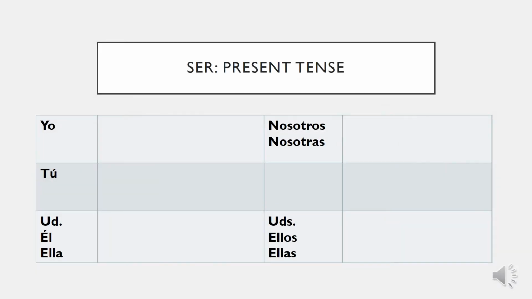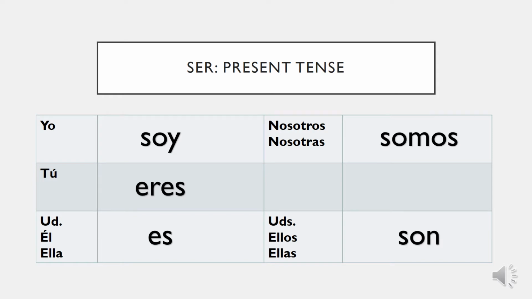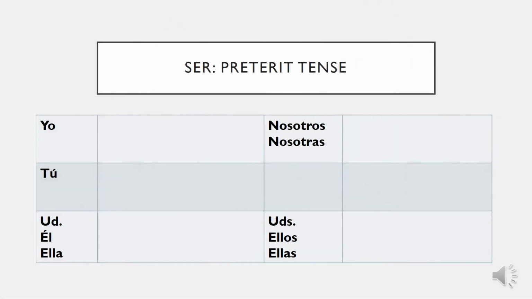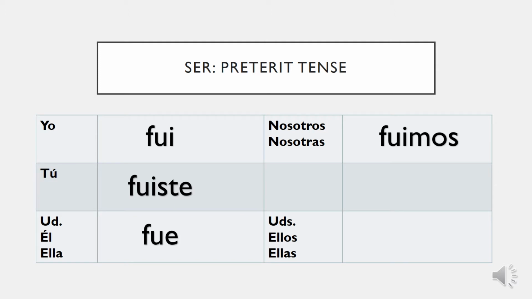The present tense forms of ser are yo soy, tú eres, usted, él, ella es, nosotros somos, ustedes, ellos, and ellas son. The preterite tense forms of ser are yo fui, tú fuiste, usted, él, and ella fue, nosotros fuimos, ustedes, ellos, ellas fueron. Ser is not used very frequently in the preterite tense, and it may look familiar to you because it has the same forms as ir.